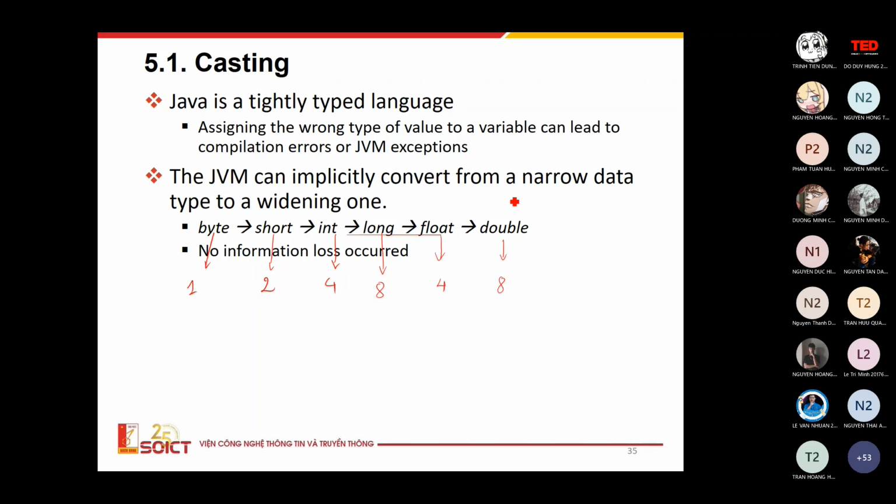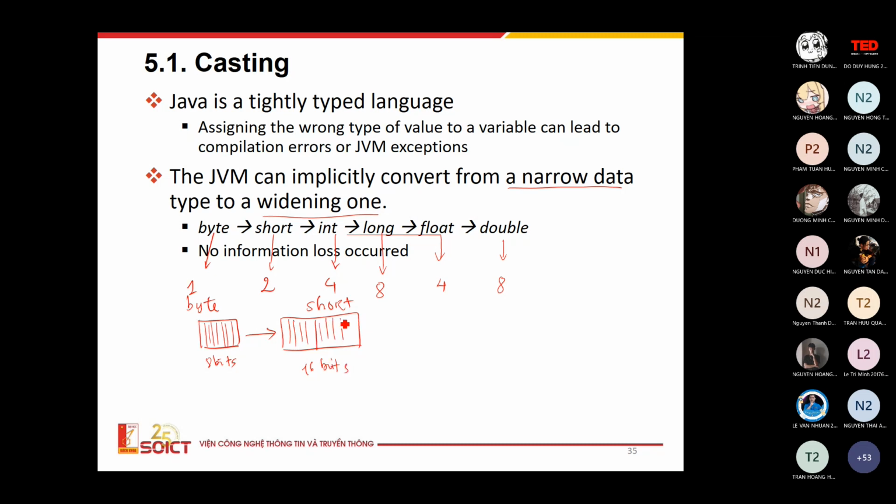Okay, and in Java you can convert it. It allows you to convert from a narrow data type to a widening one. That means you can convert the data in 1 byte, you move it to a new region of 2 bytes, for example, from byte to short. That means from a narrow one to the bigger one. For example, in this block, you have 8 bit, you can move it to 16 bit of short.